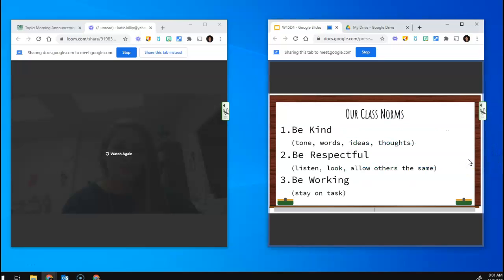Our class norms are to be kind, be respectful, and be working. If you are working, then 1 and 2 just kind of happen naturally.